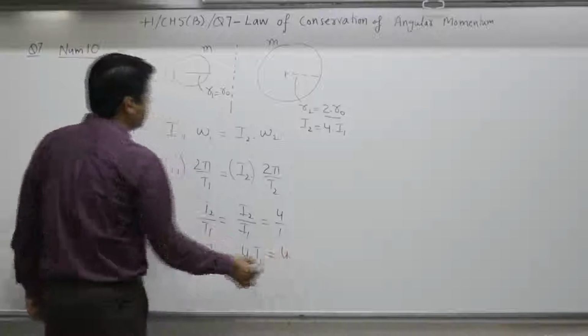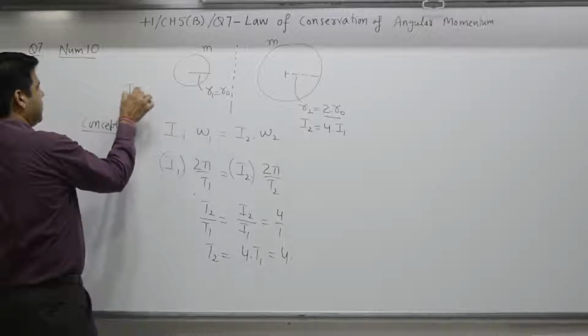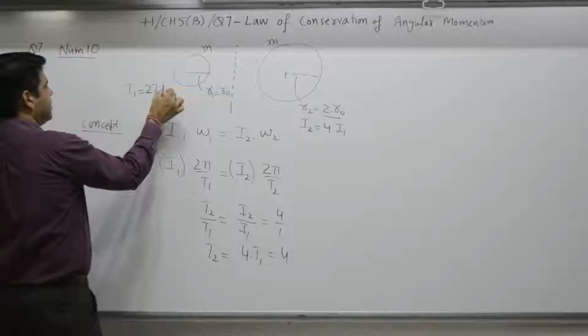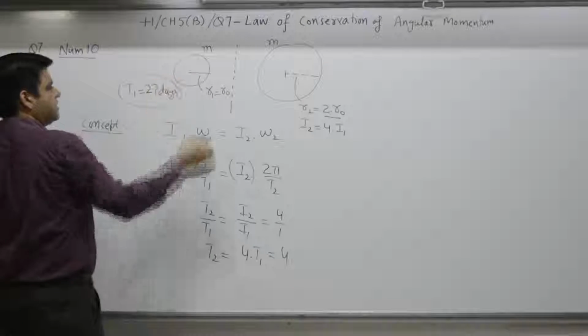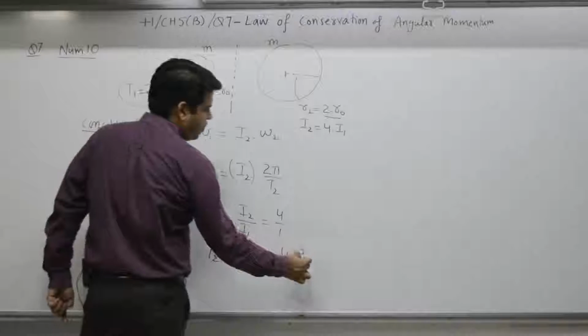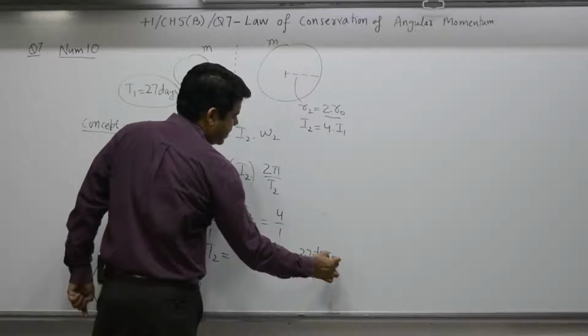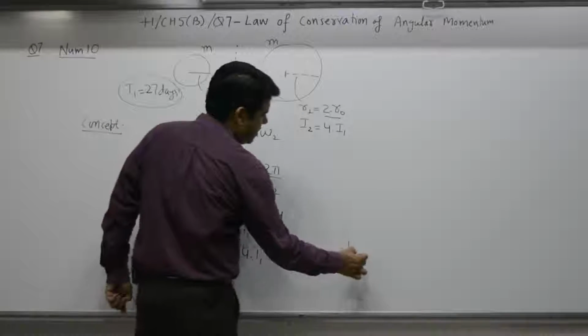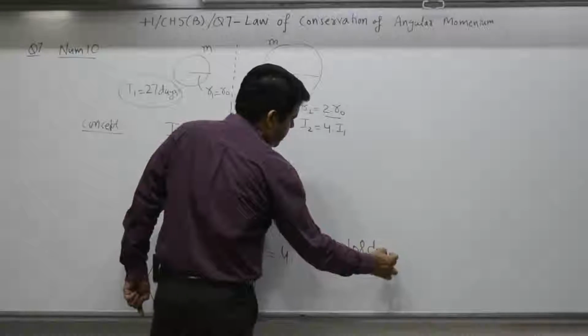What was T1 equal to? Yes, in the first case, 27 days. T2 is equal to 4 into 27 days. Yes, 108 days.